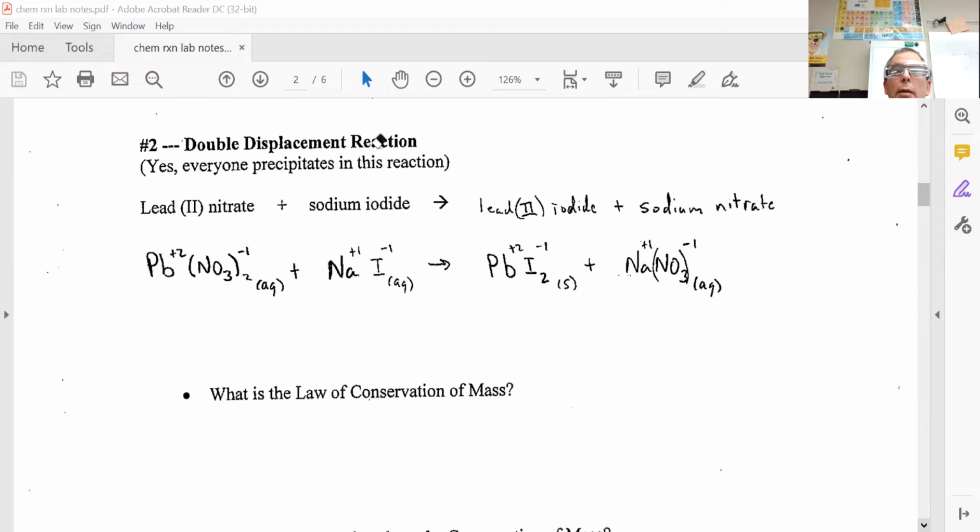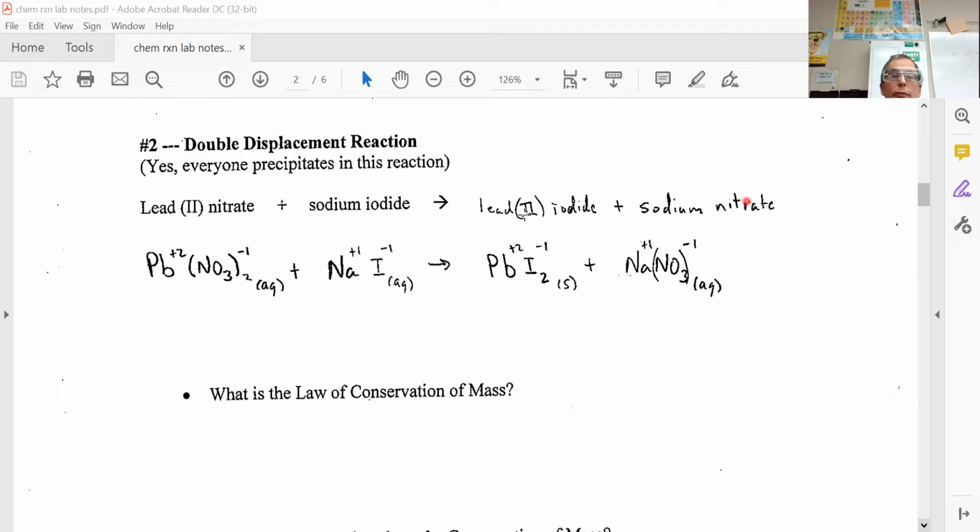Okay, and let's go back here. And we have lead nitrate plus sodium iodide. The lead positive ion will combine with the negative iodide, and the positive sodium will combine with the negative nitrate. So you get lead nitrate plus sodium iodide yields lead iodide plus sodium nitrate.